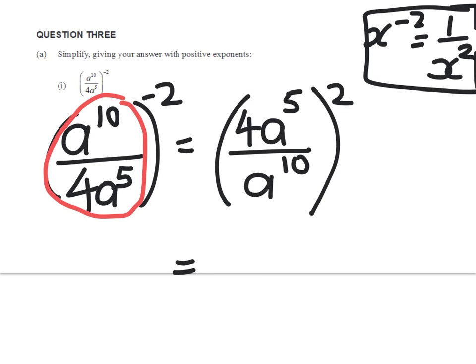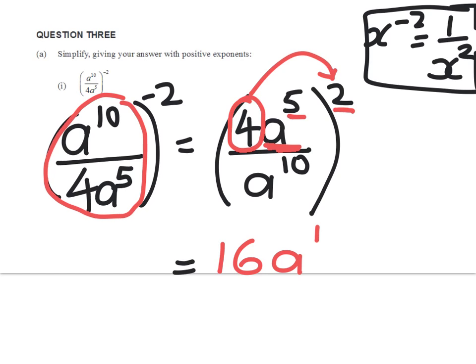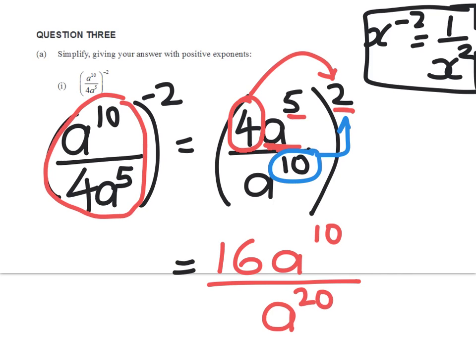So now I'm down to just my year 10 rules about power. So here I've got 4 squared, which is 16. I've got a to the power of 5 squared. So I'm going to multiply those two powers, 16a to the power of 10. In the denominator, I've got a to the power of 10 squared. So again, I'm multiplying those powers. So we get a to the power of 20. That simplifies to give me 16 over a to the power of 10.